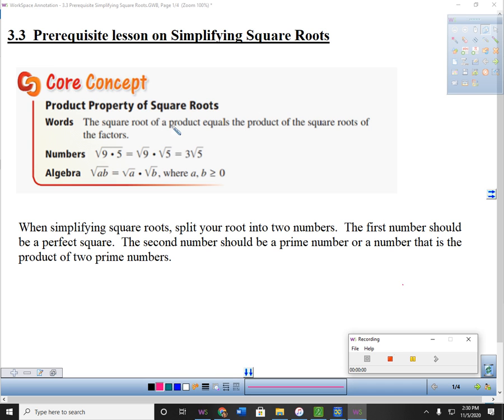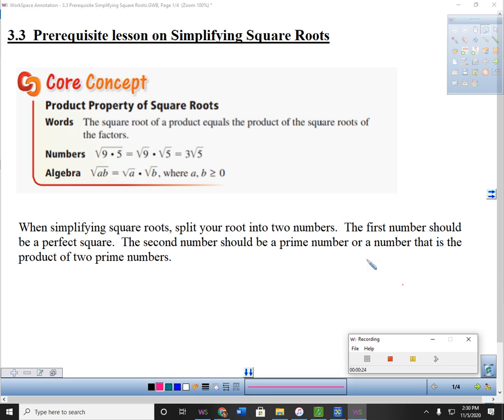All right, so we're going to review simplifying square roots. Normally, I'm okay with you splitting into a perfect square and a prime number, or a number that's the product of two prime numbers. But we're going to do factor trees, which takes the guesswork out of it. And it also helps you when we do cube roots and fourth roots and fifth roots.